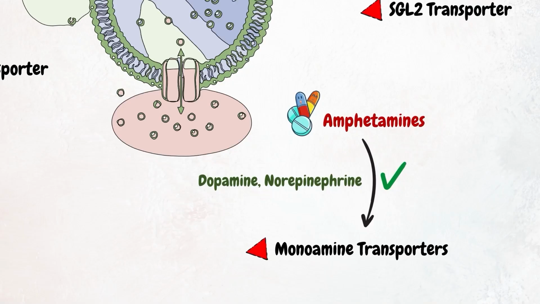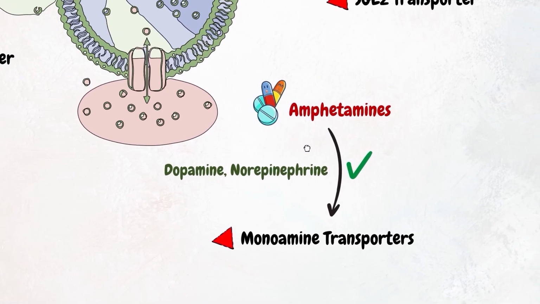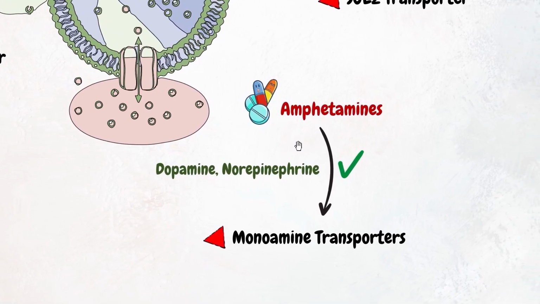Conversely, drugs that activate transporters can also enhance their activity, leading to increased transport of molecules across the membrane. One such example is amphetamines, which bind to the monoamine transporters and increase the release of neurotransmitters such as dopamine and norepinephrine.